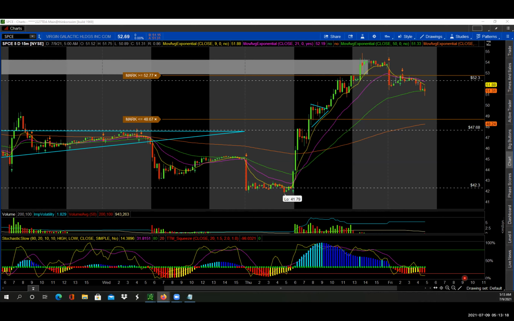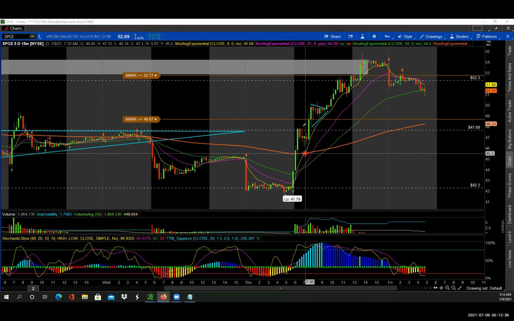Oh yeah, re-entry above 49.20. So that would be here at the break of this candle. And this was before, obviously, this little triangle formed.